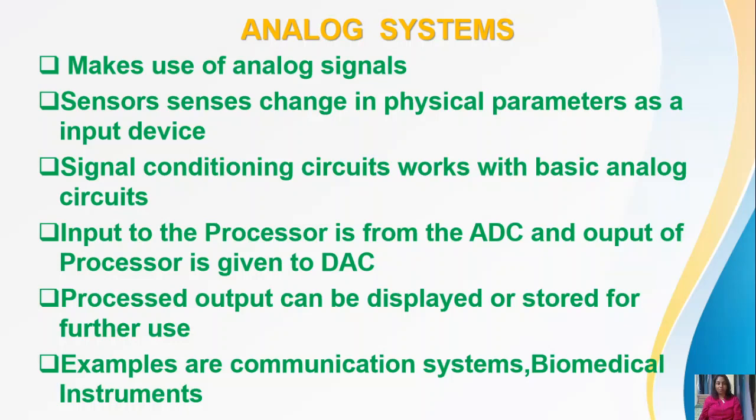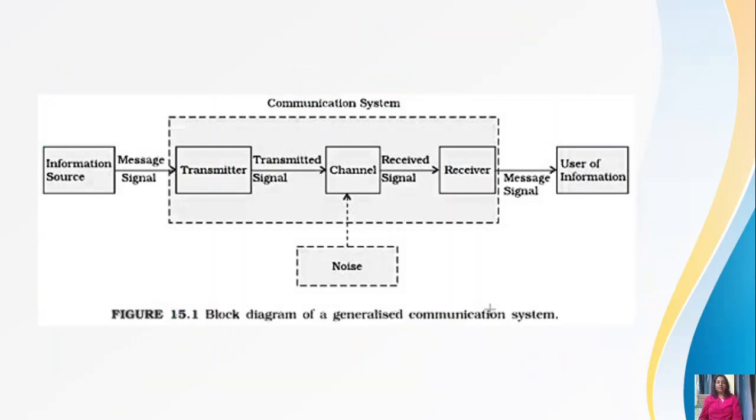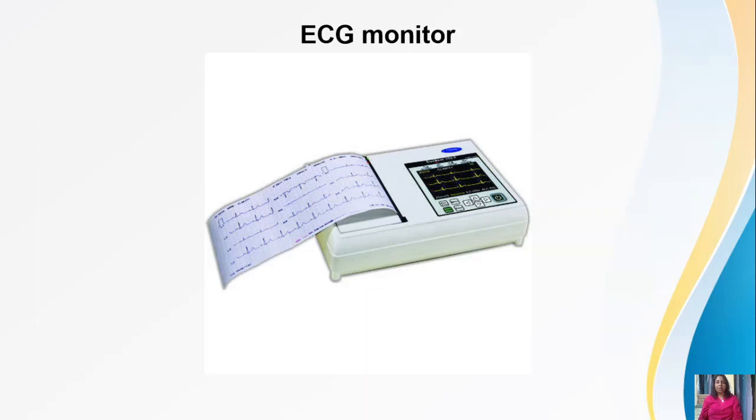Examples of analog systems are communication systems, then biomedical instruments like ECG, EMG. Power supply is also one of the major analog circuits which is used by all the electronic circuits.